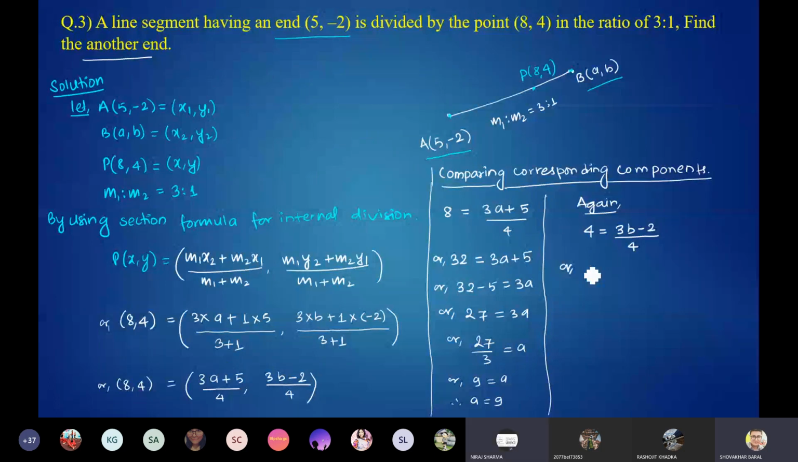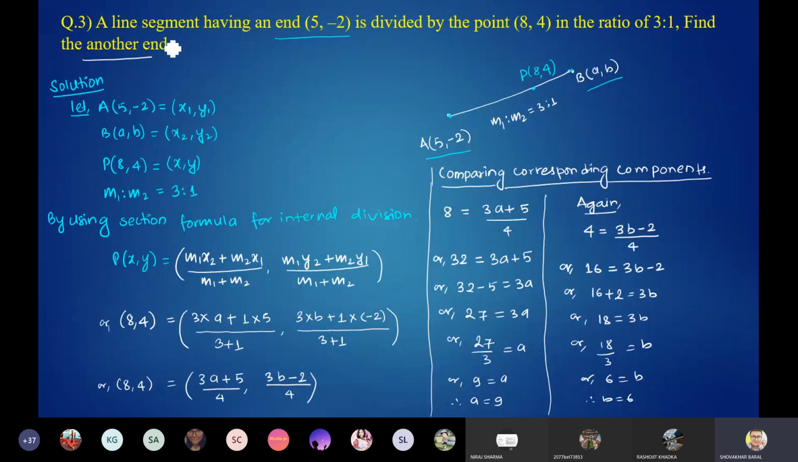4 times 4 is 16. So 16 equals 3b minus 2. Then 16 plus 2 equals 3b, or 18 is equal to 3b. I am not skipping any step so that it will be easier for you to understand. So 18 by 3 equals b, 6 is equal to b. Therefore b is equal to 6. Our main aim is to find the coordinate of the other end.